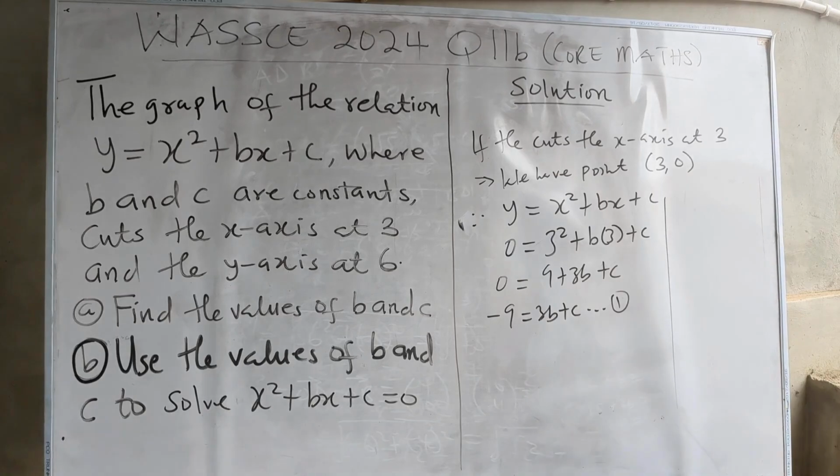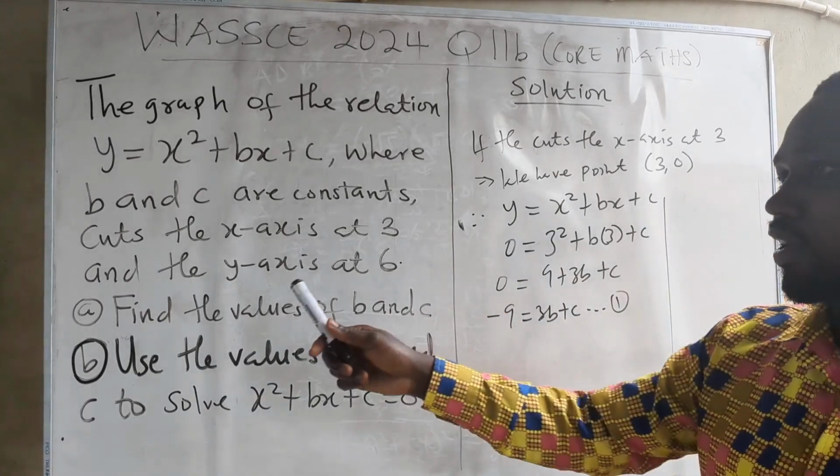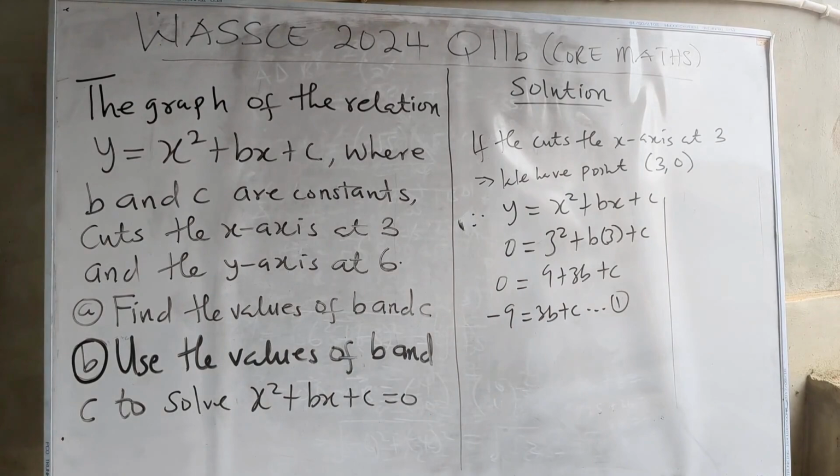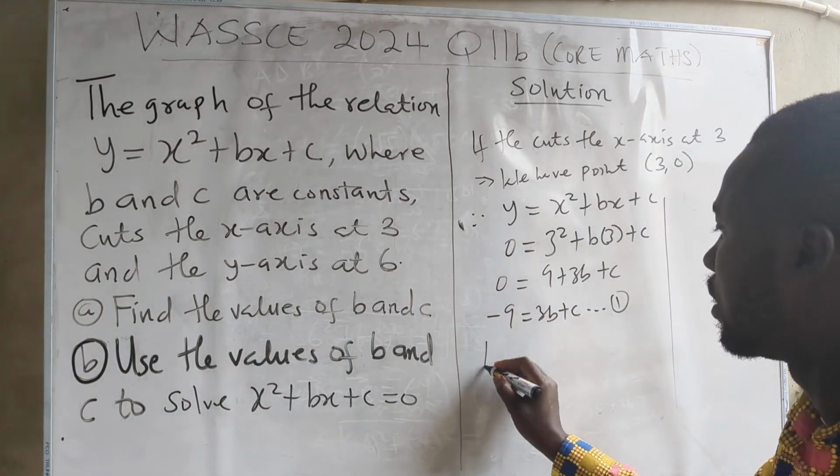Then let's go to the second one. If the curve cuts the y axis at 6, then what are we going to have? We are going to have the point 0, 6.